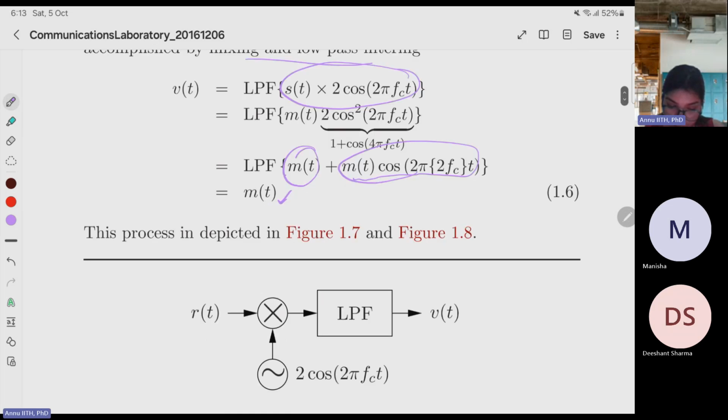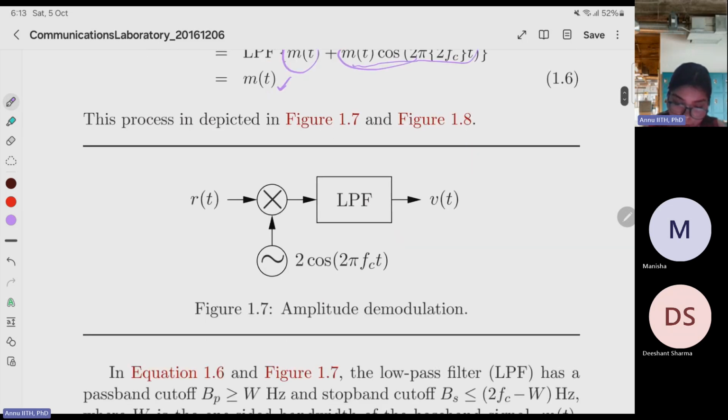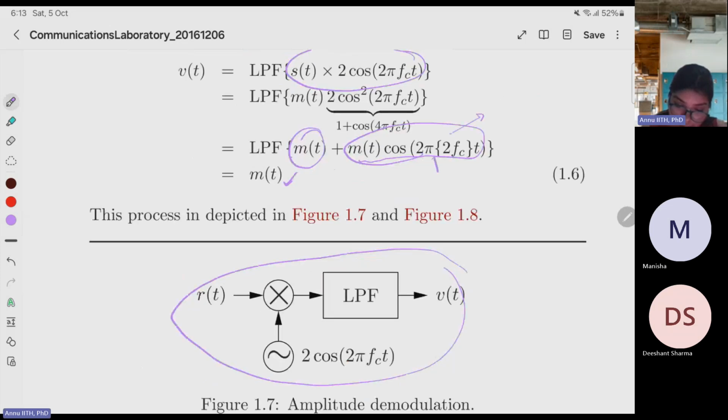So amplitude demodulation. You may wonder why this. I told you that because this is having e power j 2 pi fct, now e power minus j 2 pi fct. So this frequency will be associated with the plus and minus of this. So again, this is greater than a baseband frequency. That's it.